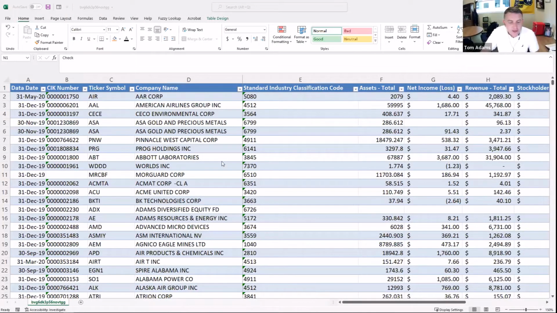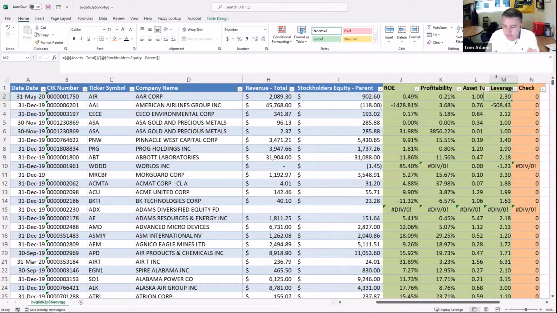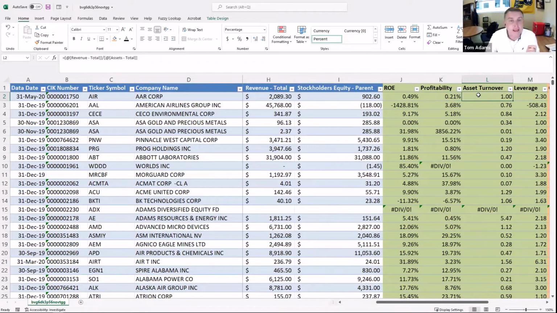Okay, so what I have here is a set of data that I've downloaded for fiscal year 2019 for all publicly traded companies. And what I want to do with this is take this data that I have on companies' assets, net income, revenue, and stockholders' equity, and perform DuPont ratio analysis. I've already performed these calculations. Profitability is just net income divided by revenue. Asset turnover is revenue divided by assets. And leverage is assets over equity.